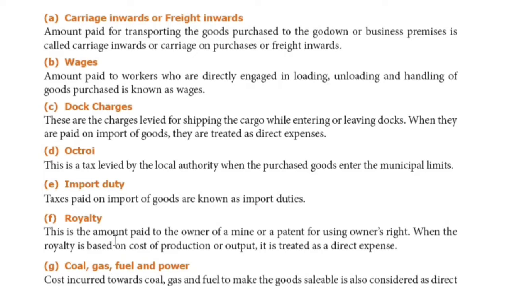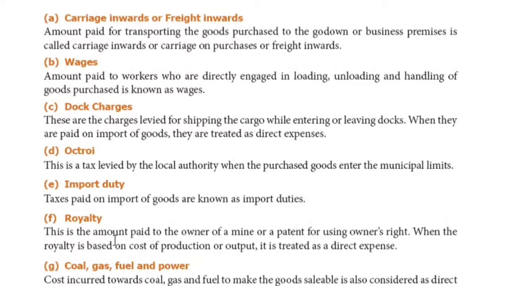So what is carriage inwards and freight inwards? You need to bring in your raw materials. For that, you need transport to bring the raw materials from the place where you purchased them to your factory. That transport will be called carriage inwards or freight inwards.